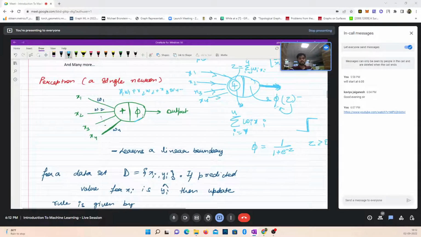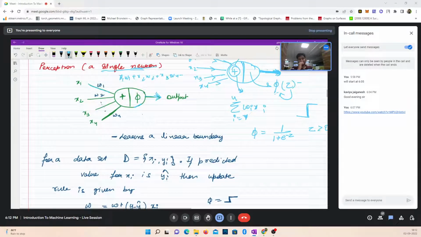This is also called a single neuron. Why is it called a neuron? Because it was motivated by the neural structure of our brain. In our brain, many neurons are connected to each other. They receive some information, they do some computation, and then they output whatever result they get.